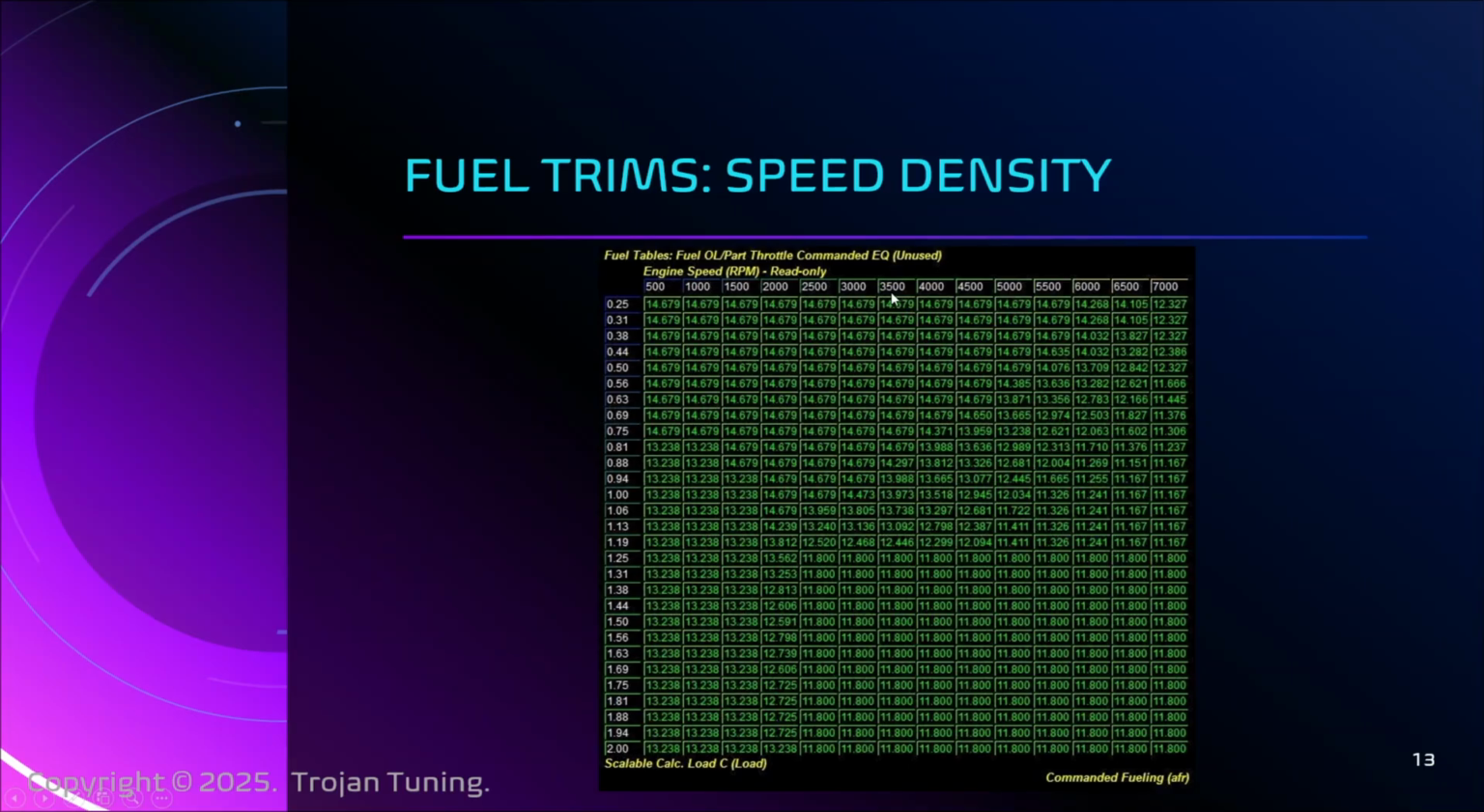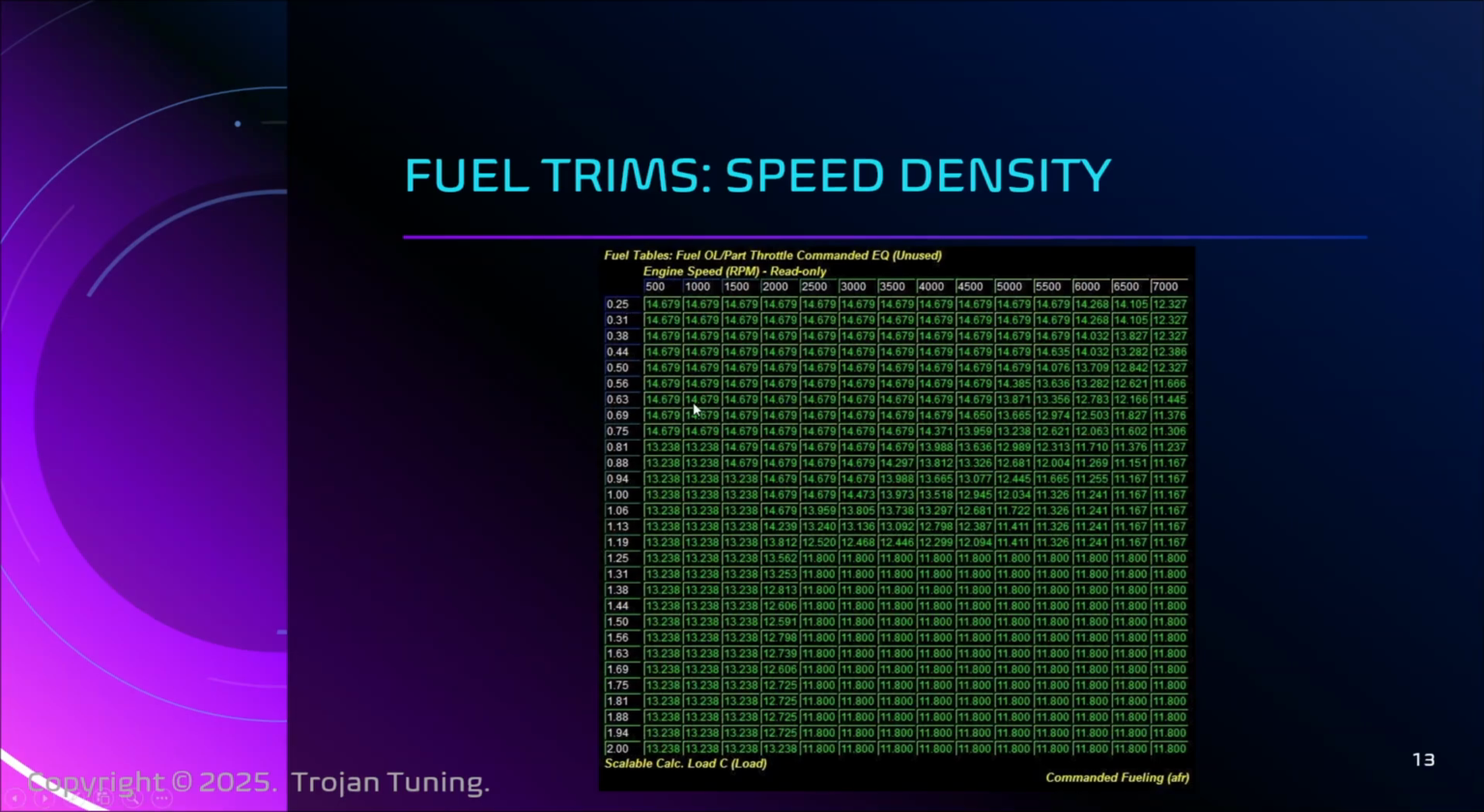And then across the side here, I have my RPMs, right? And that thus makes a three-dimensional table that's filled with all these values. These values are not volumetric efficiency. They are fueling targets, because if I know the VE of a certain cell, I can know the AFR I want to command.